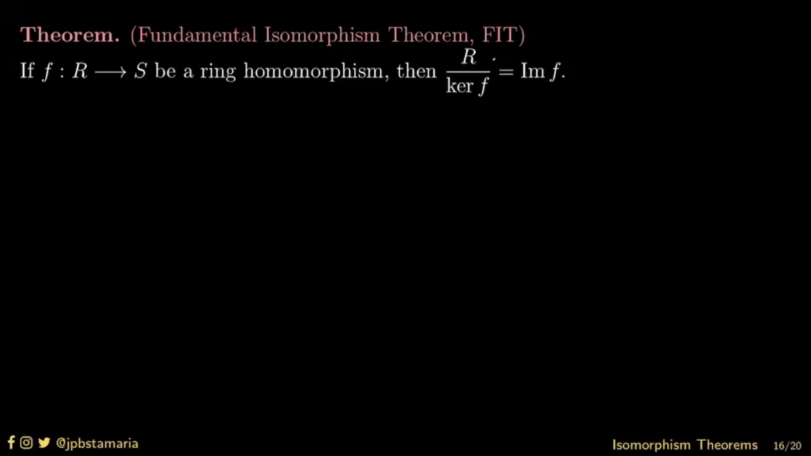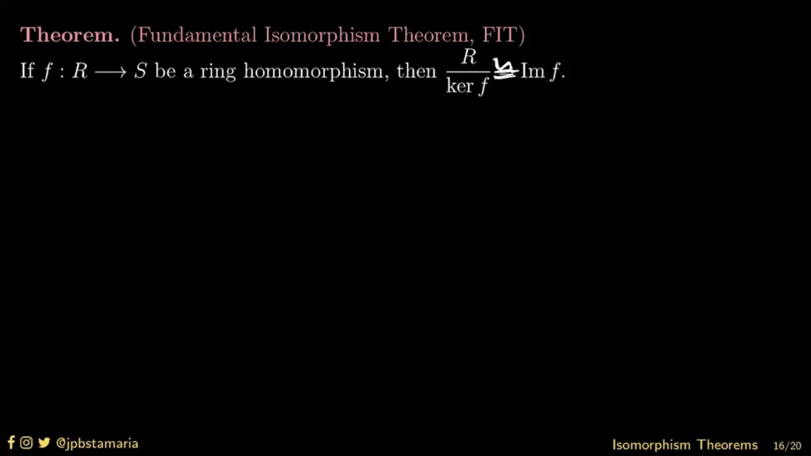Nakita nyo, mali yung isomorphic ito. Isomorphic. I'm so sorry. Okay, kapag daw may ring homomorphism ka, of course, the kernel is an ideal. Therefore, you can form the quotient ring R modulo the kernel. No? It will be a quotient ring. It will be a ring isomorphic to whatever is the image. Okay?